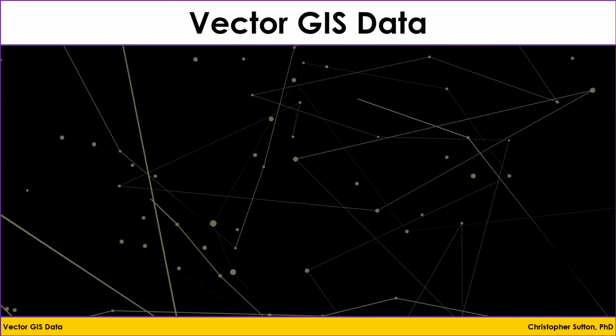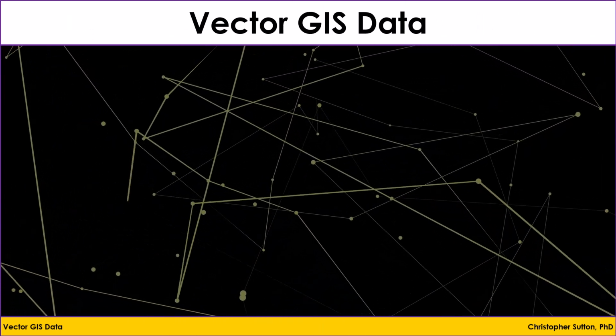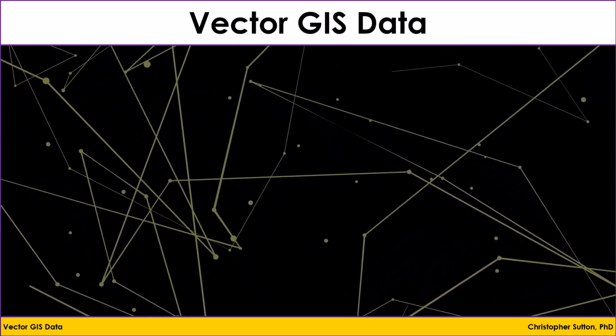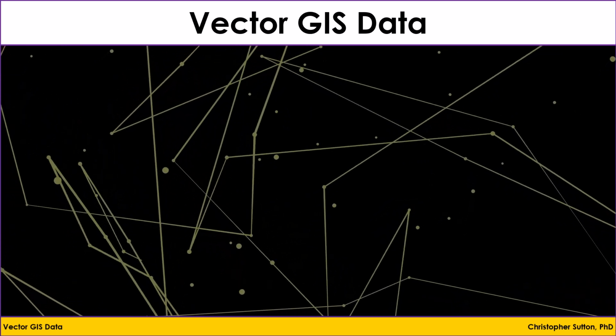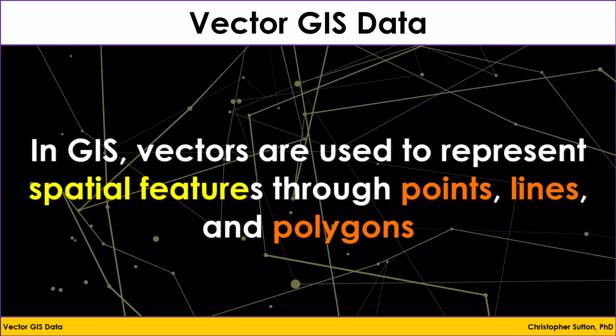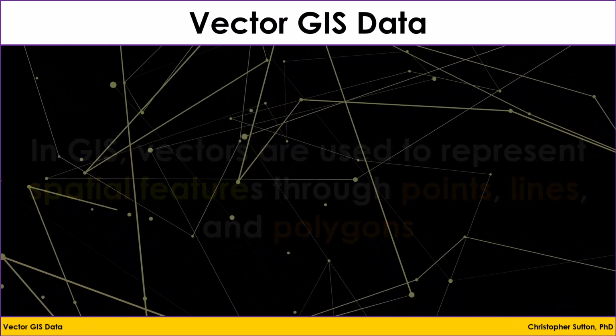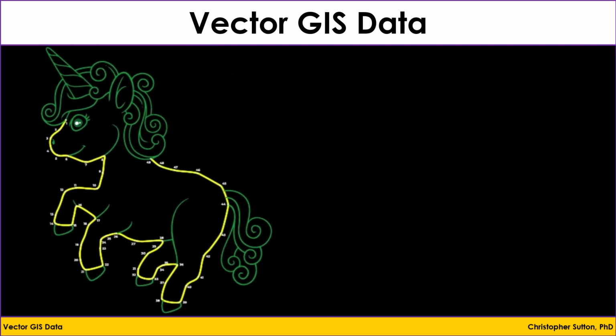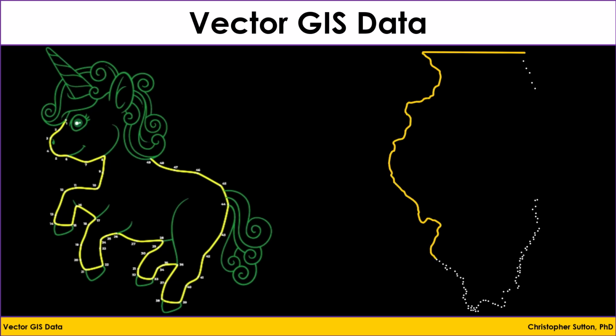The term vector is not unique to GIS, and you may have encountered it in other places. Generally, vectors are quantities that have magnitude and direction. In GIS, vectors are used to represent spatial features through points, lines, and polygons. Your first experience with vectors likely was with connect the dot drawings. You may have made a unicorn by drawing lines to connect points in the drawing. Similarly, we can construct a vector representation of Illinois by connecting points with known locations.